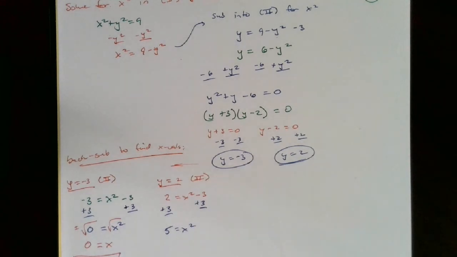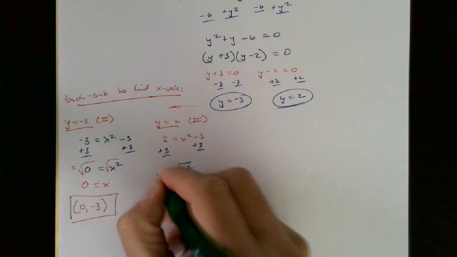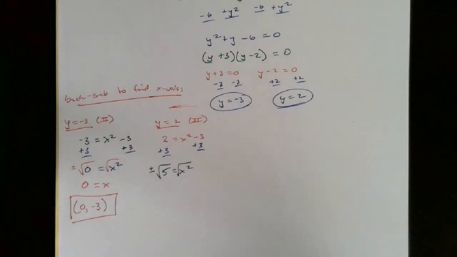How do you solve that? Well, you solve that by taking the square root of each side. If I take the square root, remember I should write plus or minus in front because there's two possible answers, the positive and the negative square root.